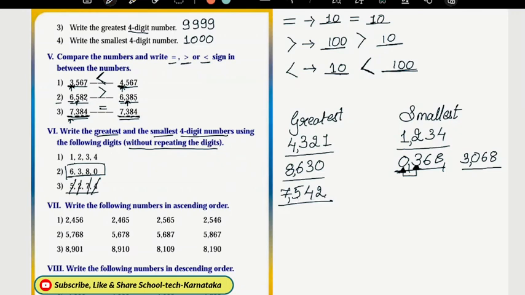Our greatest 4-digit number is 7542. And similarly, for the smallest 4-digit number, we need to start with the smallest digit first. The smallest is 2. The next is 4. And then we have 5 and 7. The smallest 4-digit number is 2457.